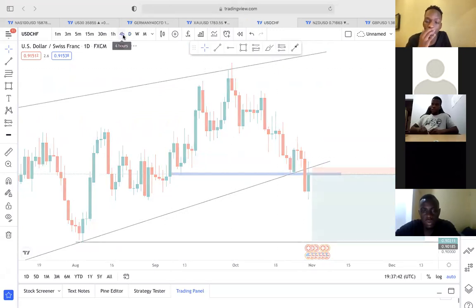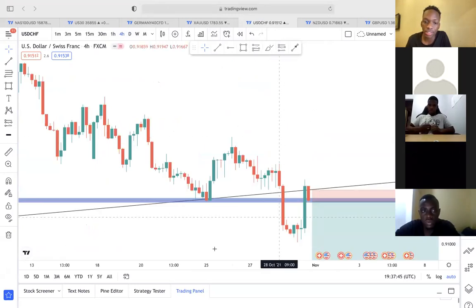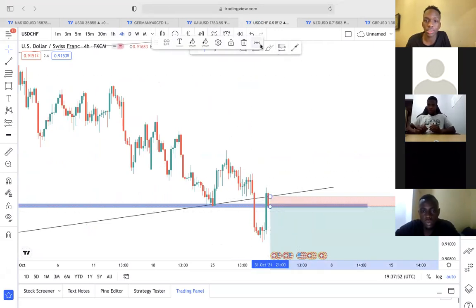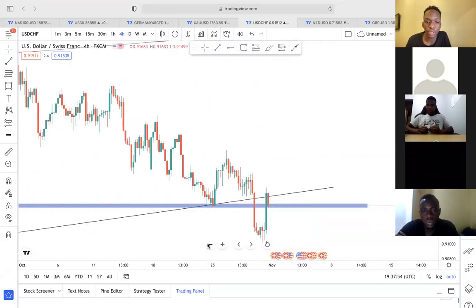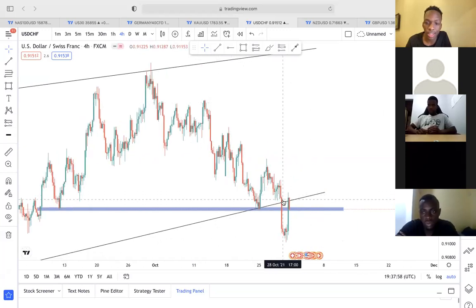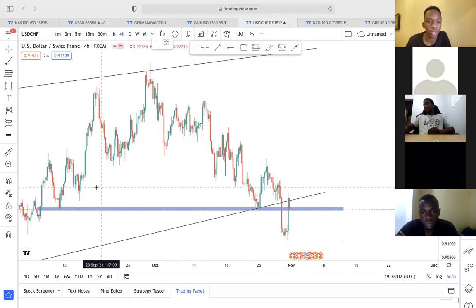Let me show you guys H4. You can see that it retested the trend line and closed below. You can see this 4-hour candlestick closed below the trend line and it's pretty much bearish. Right. So let me just delete this. Sorry. So not only did it retest the zone, but it also retested the trend line and also this zone over here.